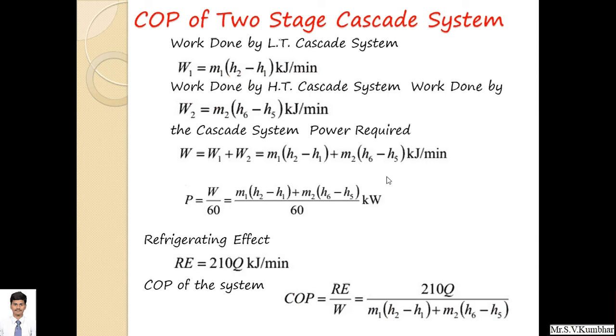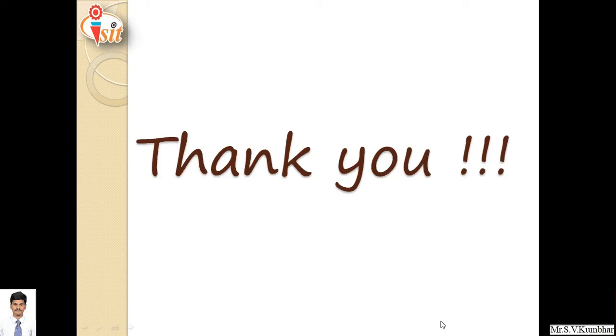Refrigerating effect is given as 210 Q kilojoule per minute, and COP is given by refrigerating effect upon work done. So refrigerating effect is 210 Q upon work done, which is M1 into H2 minus H1 plus M2 into H6 minus H5. So for this video lecture we will conclude.